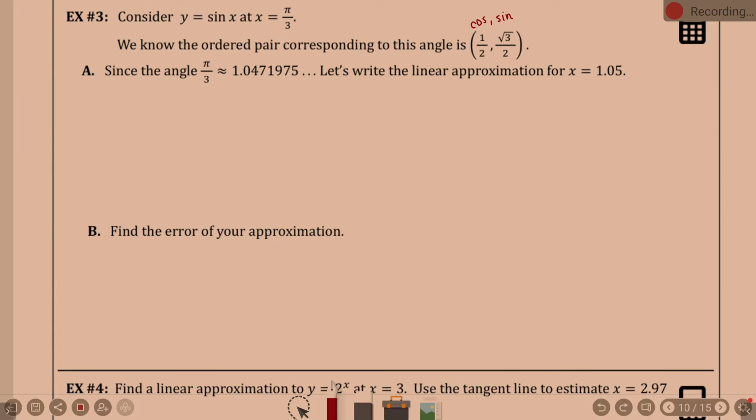Okay, since the angle pi over 3 is that lovely decimal, 1.04, let's write the linear approximation for 1.05. So in other words, we're going to find the tangent line at pi over 3, which is 1.04. The value very, very close to it that we're going to approximate is 1.05. And then we can actually look down here with the error and see how far off we actually are. Okay? So, let's start. We need the information to write the tangent line, yes?